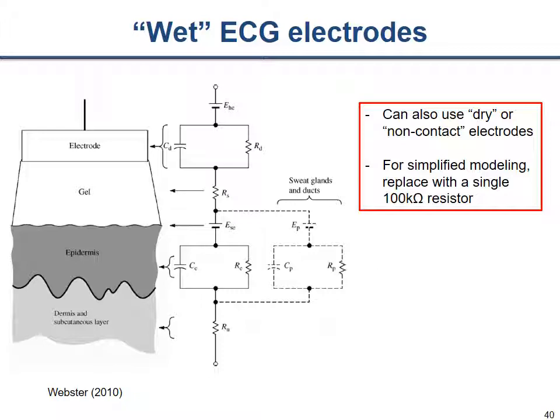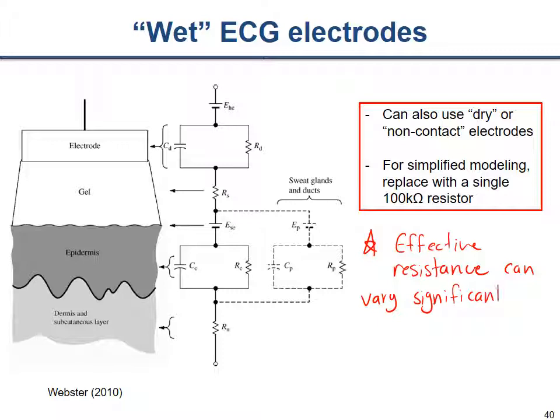Now, one thing that's really interesting is that the effective resistance of the electrode is dependent on a lot of things and therefore can vary significantly between neighboring electrodes.